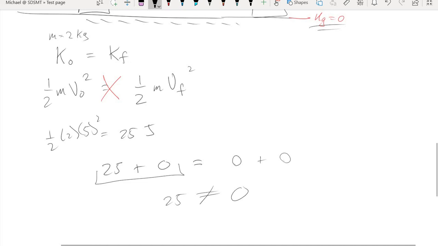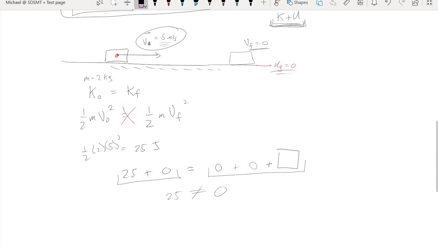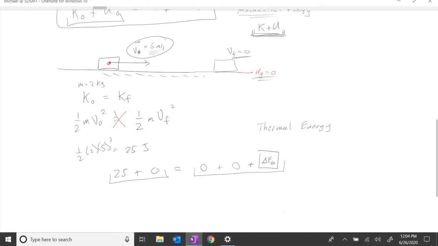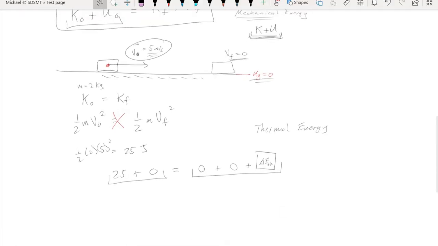If we started with 25 joules of energy over here, we have to have 25 joules of energy over here. The only way that's going to happen is if we include another form of energy into our discussion. And that energy is what we are going to call thermal energy. So there will be some change in thermal energy for the system. And this change in energy is the result of friction. As the box slides across the ground, friction is going to generate some heat. And that heat is going to dissipate into the system.